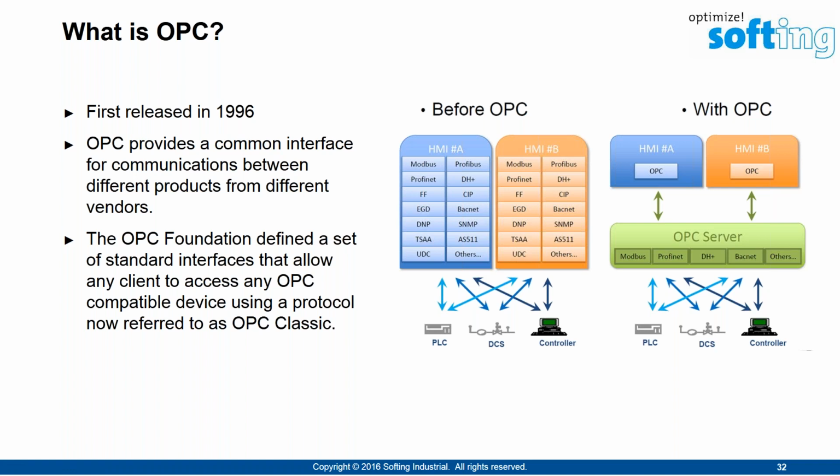So, for example, before OPC, an HMI manufacturer had to have drivers for all the different protocols that it wanted to support. But now with OPC, it only has to support the OPC standard and then rely on OPC servers to handle the drivers. So this helps users to standardize on a technology that supports many different products and vendors.